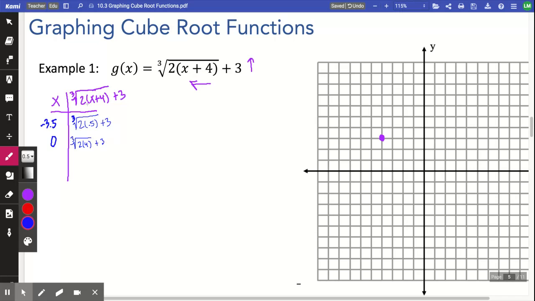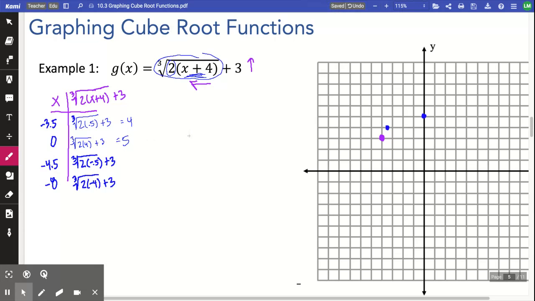So if I want a 1 inside of this radical, it's being multiplied by 2. That means that this chunk here is going to have to equal 0.5. So if I plug in negative 3.5 for x, I get the cube root of 1 plus 3, which is just going to give me 4. And again, if I plug in 0 for x, then I'm going to have the cube root of 8, which is another perfect cube, so I get 5. All right, these are a couple points on my graph. Let's find a couple more.